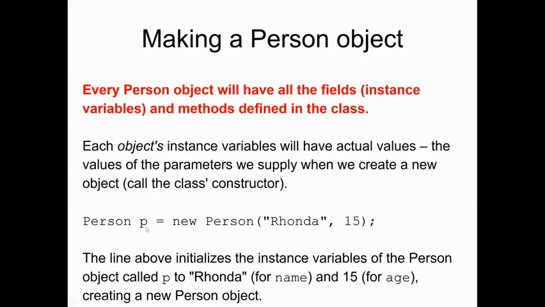So person P, we've declared P, our variable, to be a person type. Notice how we use the class name for that. And then we set it equal to a new person. So here's our new keyword followed by the constructor. This is a call to the constructor, and the name for this person will be Rhonda, and she is 15. The line above initializes the instance variables for the person object called P to Rhonda for the name and 15 for the age, creating a new person object.